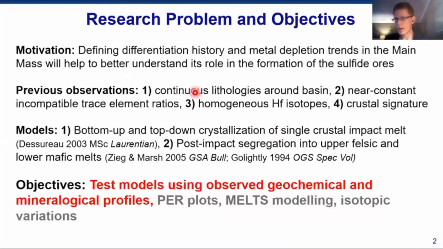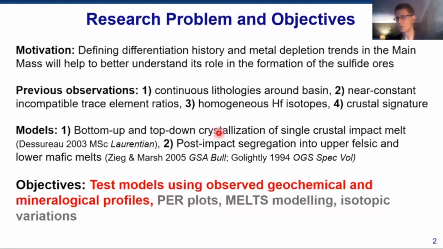I want to look at the main mass because both the main mass and the sulfide ores are part of the same large system triggered by this impact event. And as such, if we want to understand the formation of the sulfides, we also have to understand the differentiation history of the melt sheet itself, of the main mass.